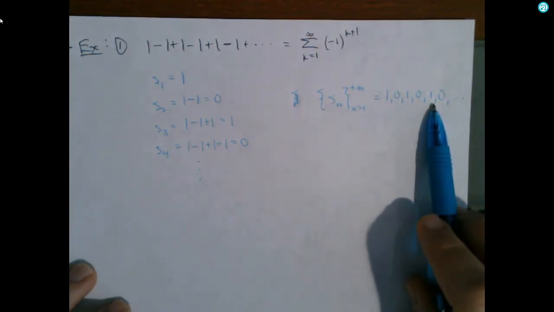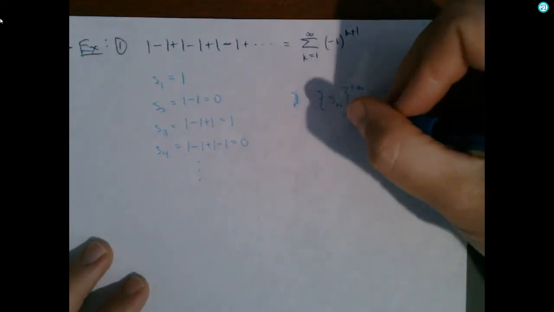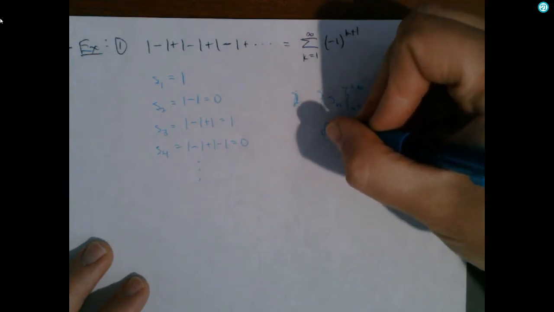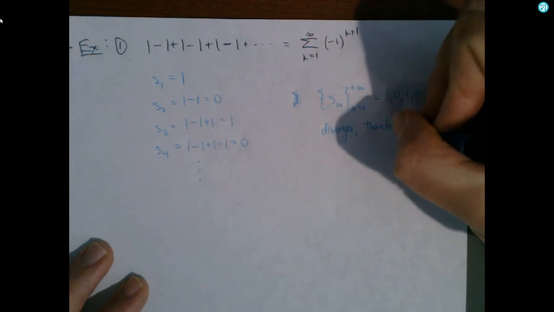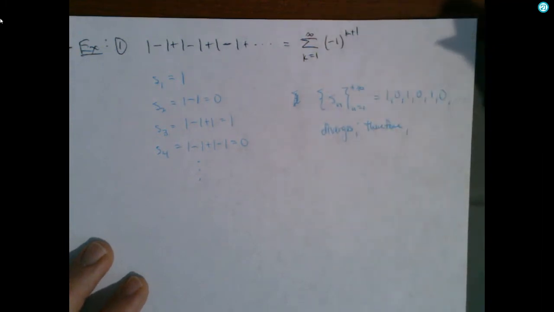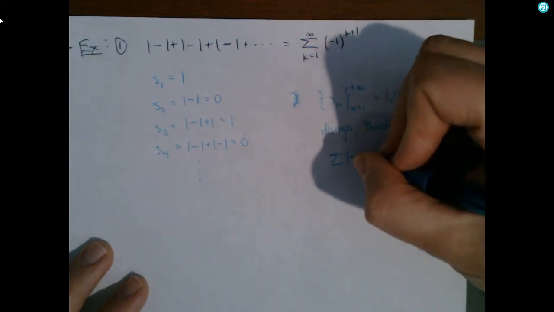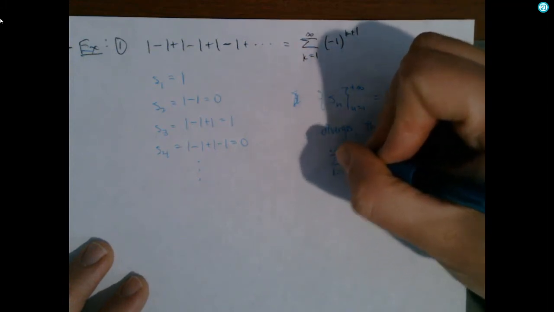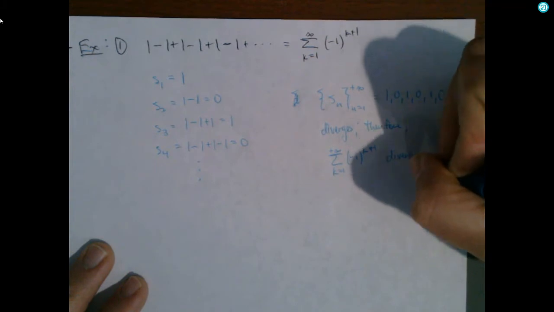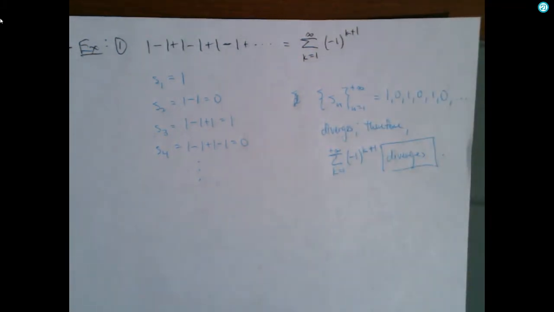That sequence obviously diverges, and therefore the series diverges, right? So this sequence diverges. Therefore, the series diverges. Okay, so it's a divergent series. It doesn't converge to any particular sum.